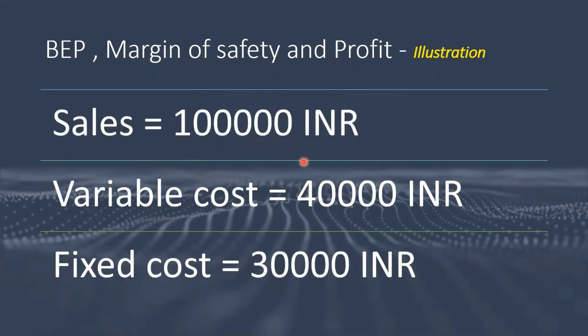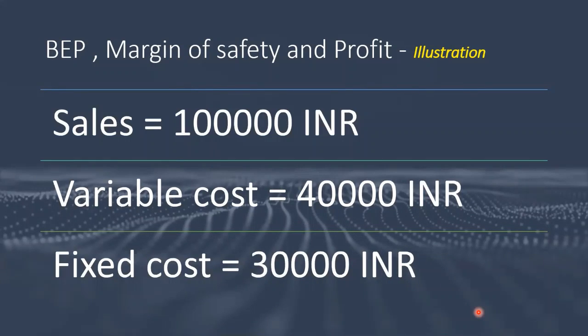Sales is 1 lakh. Variable cost is 40,000. Sales minus variable cost is 60,000. That is the contribution. Fixed cost divided by contribution is the BEP in units. We haven't got per unit numbers here. There is no sales price per unit, no variable cost per unit, and no information given with respect to quantity, right? So BEP units we cannot find out.